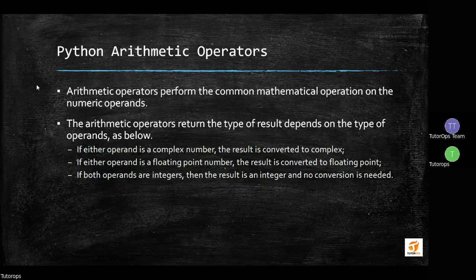Python arithmetic operators. Arithmetic operators perform the common mathematical operations on numeric operands. The type of result the arithmetic operators return depends on the type of operands as below. If either operand is a complex number, the result is converted to complex. If either operand is a floating point number, the result is converted to floating point. If both operands are integers, then the result is an integer and no conversion is needed.